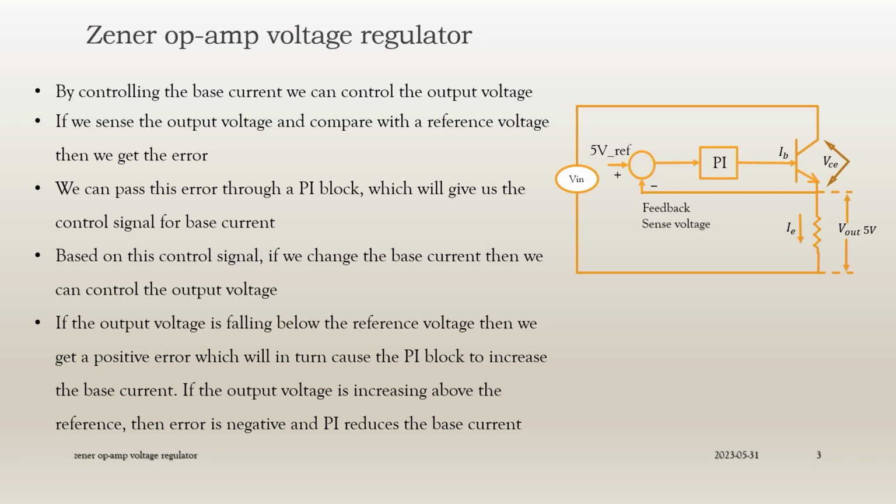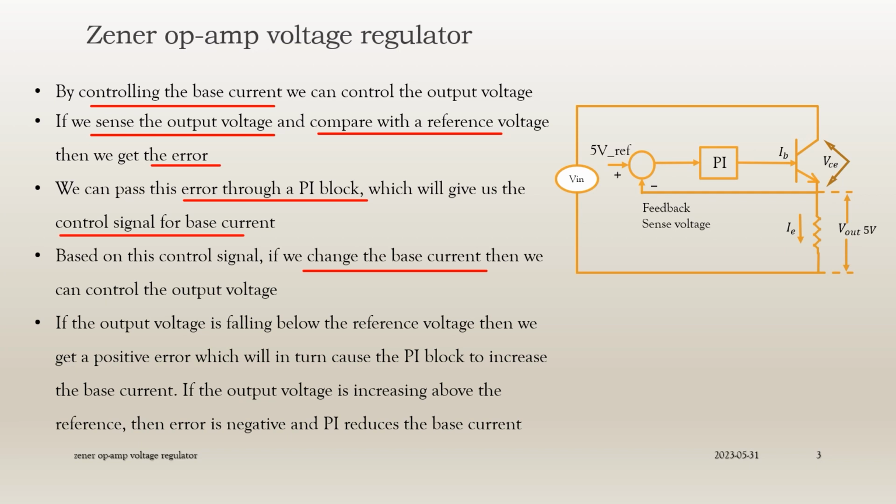We have noticed that when we control the base current of a transistor, we can regulate the output voltage. This means if we sense the output voltage and compare it with a reference, that is the required output voltage, then we get the error. If we pass this error through a PI block, the output obtained can act as a control signal for the base current of the transistor. Now, the base current changes with respect to this control signal. As the base current changes, we can expect a regulated output.